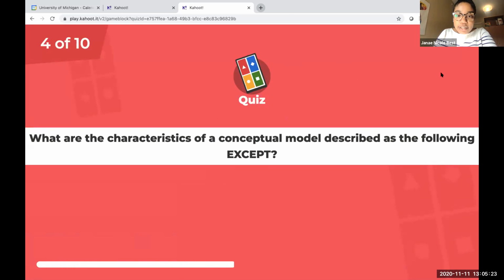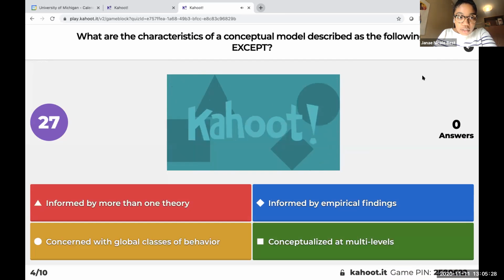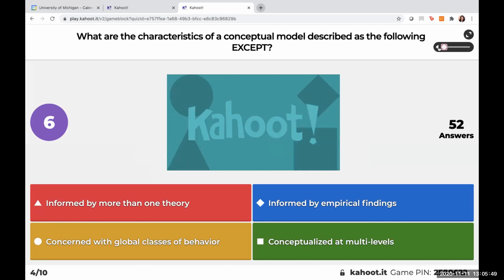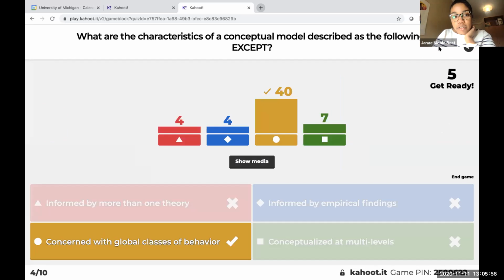What are the characteristics of a conceptual model described as the following, except informed by more than one theory, informed by empirical findings, concerned with global classes of behavior, conceptualized at multiple levels? I'm sorry. So is this question asking which of these do not describe a characteristic of a conceptual model? Yes. Sorry, the wording is a bit confusing here.